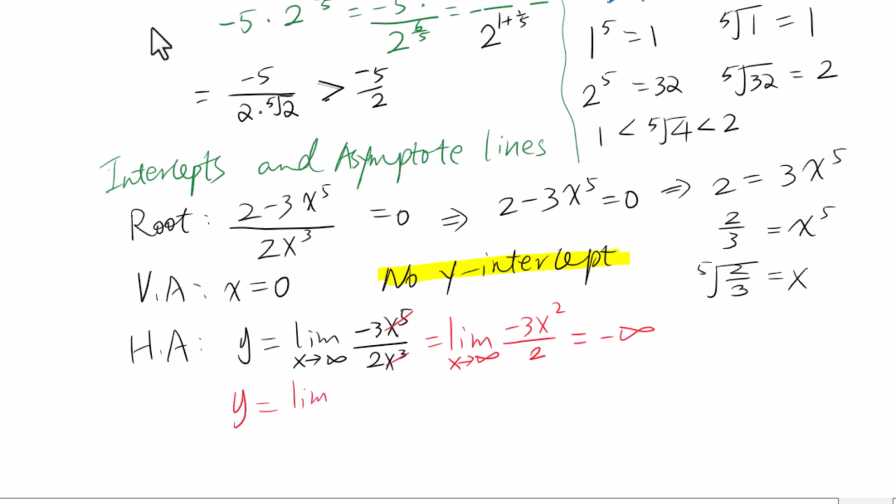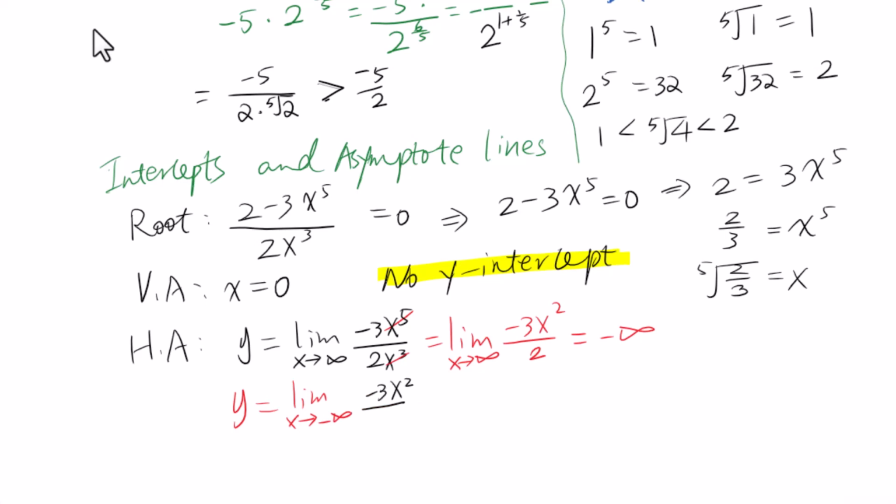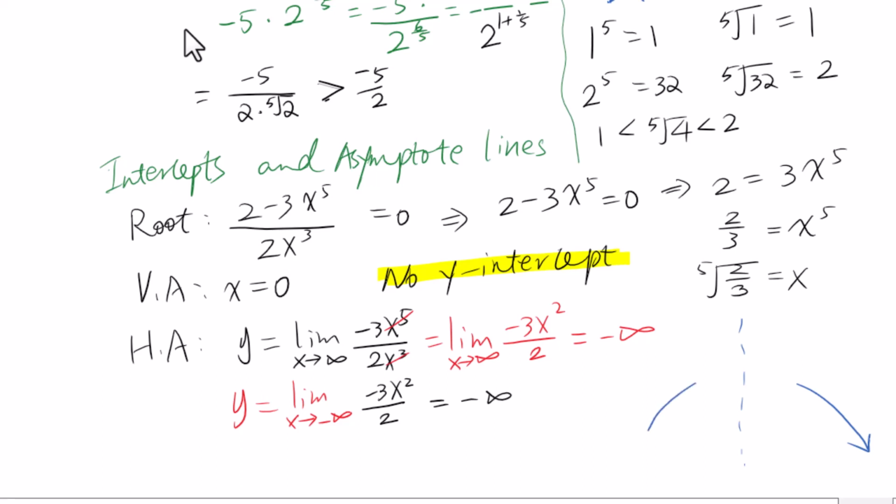Y equals the limit as x approaches negative infinity of negative 3x to the 2nd power over 2. Substitute negative infinity for x, we will get negative infinity. So we can predict the graph. This is a vertical asymptote line. As x approaches positive infinity, y approaches negative infinity. This part is x approaches negative infinity, y approaches negative infinity.